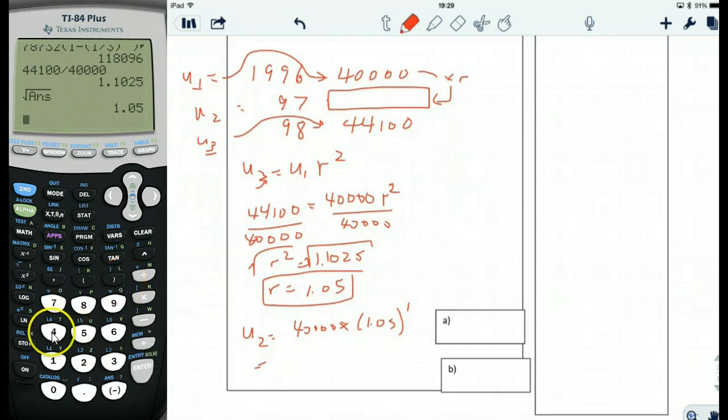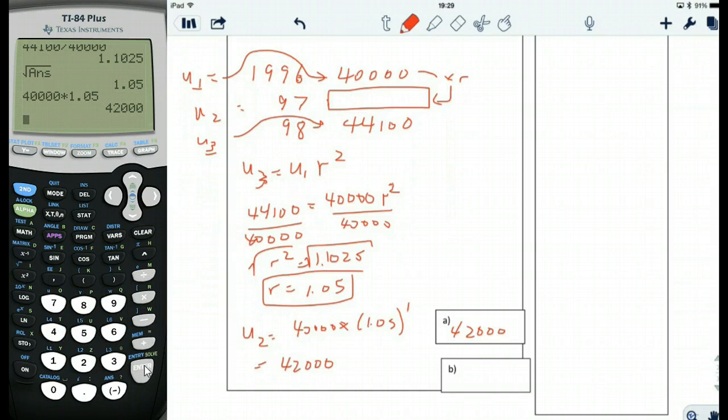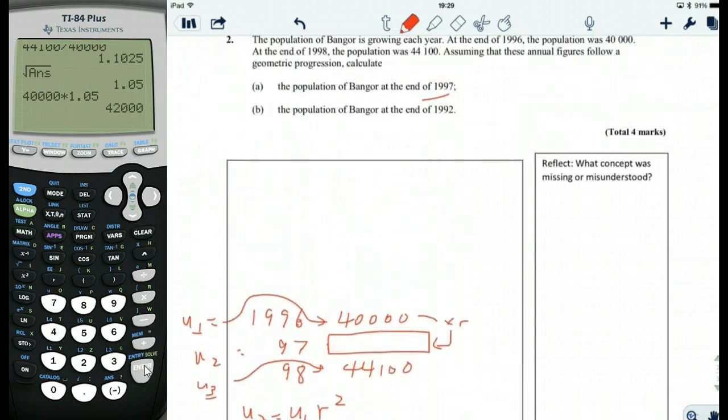So 40,000, we could almost do this without our calculator, times 1.05, is 42,000. So A is 42,000.